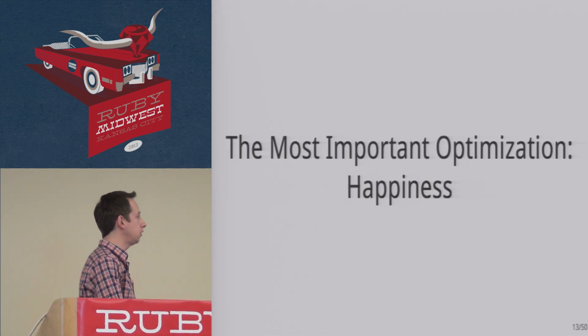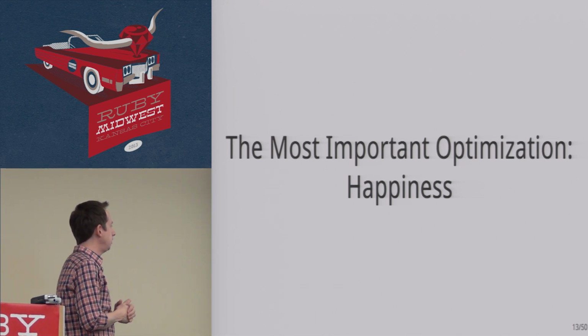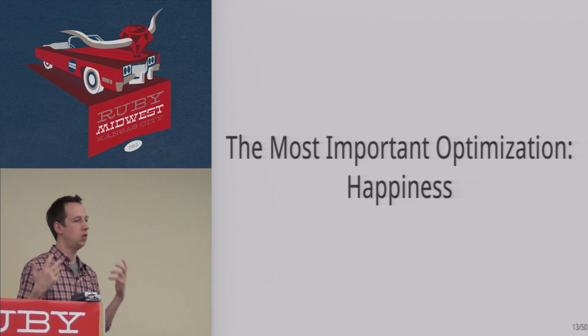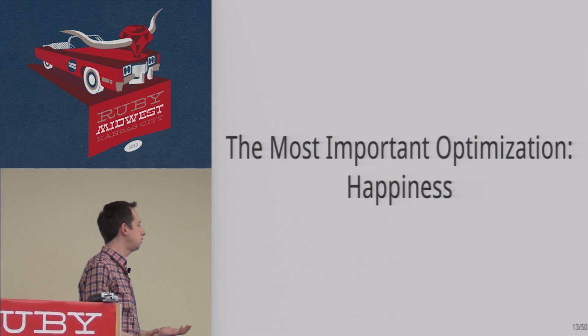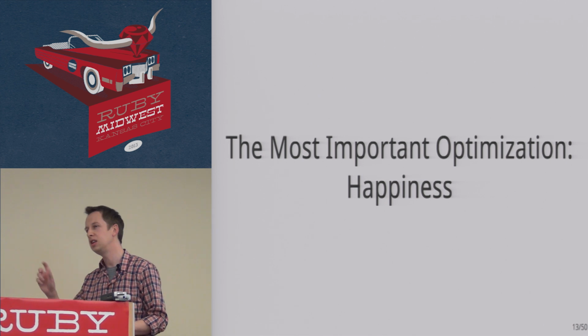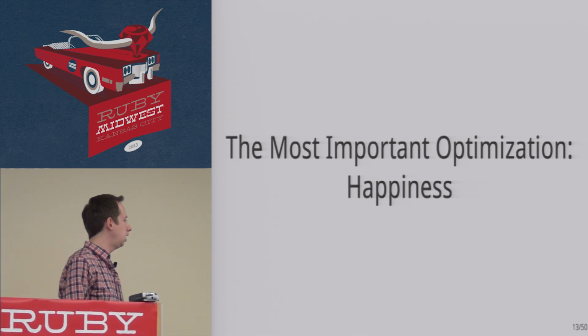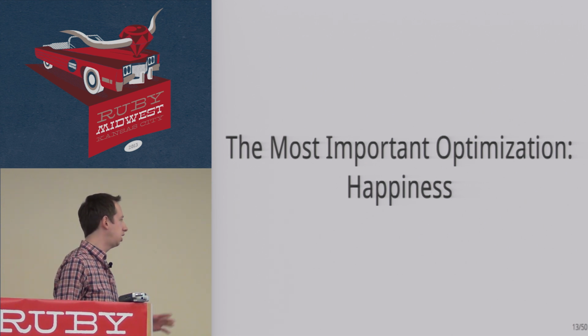Okay, so tomorrow there's a talk by Ernie Miller called "The Most Important Optimization is Happiness," and that's kind of what we're going to do here. I mean, we have to run tests a lot a day, so we're going to make it a little bit more fun. Even if it's a little bit, we're still optimizing happiness a little bit, and making our day go a little bit better.